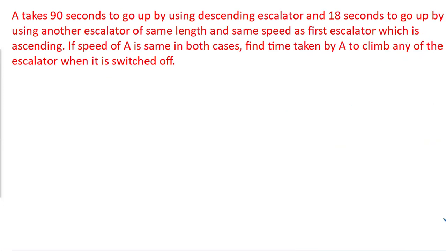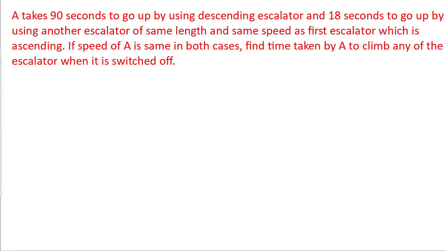Okay, everyone. Let's have a look at the next question now. A takes 90 seconds to go up by using a descending escalator, and 18 seconds to go up by using another escalator of the same length and same speed as the first escalator, which is ascending. If the speed of A is the same in both cases, find the time taken by A to climb any of the escalators when it's switched off.